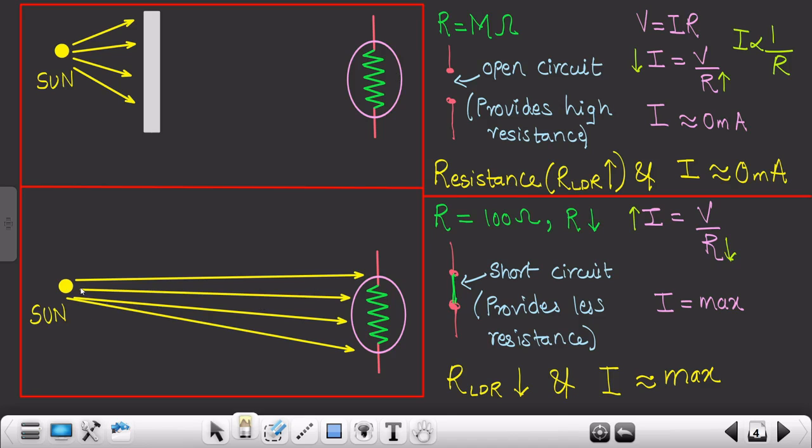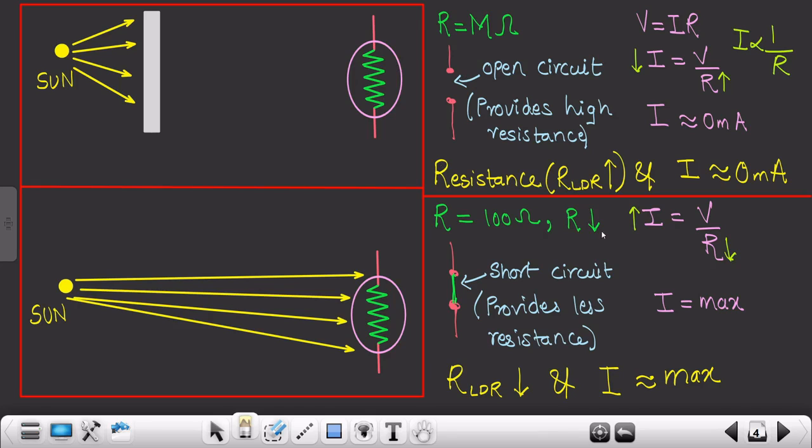And in case 2, what we had done, we are passing this particular sunlight to this particular LDR sensor, and as this sunlight strikes this LDR sensor, this resistance which was in mega ohms in the previous case will drop to a few ohms, right?